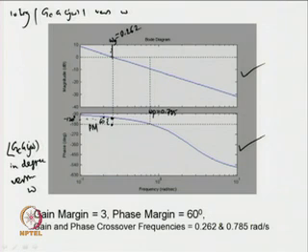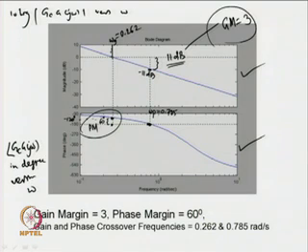Similarly, at the phase crossover frequency, when the phase angle is minus 180 degree, the gain is approximately minus 11 dB. Therefore, additional gain of 11 dB can be added to the system before bringing the system to the verge of instability. This 11 dB in absolute term will be of magnitude 3. So, the gain margin is 3 and the phase margin is 60 degree. So, same information can be obtained from the Bode magnitude and phase plots.